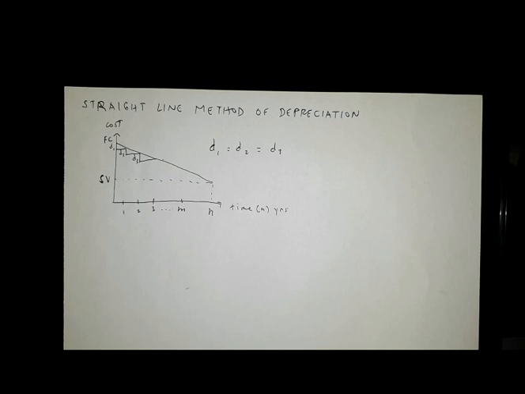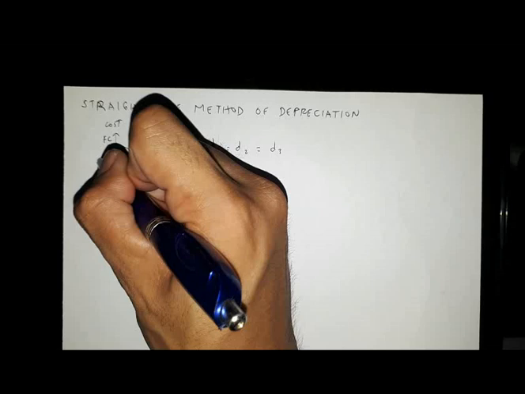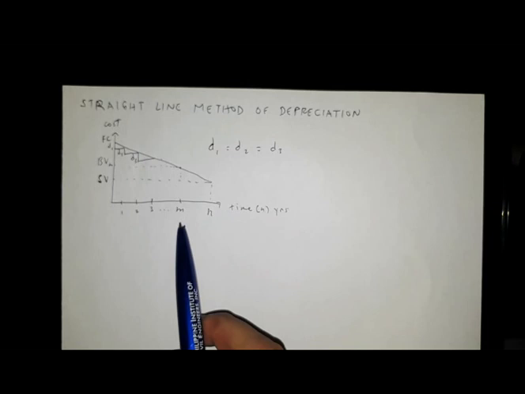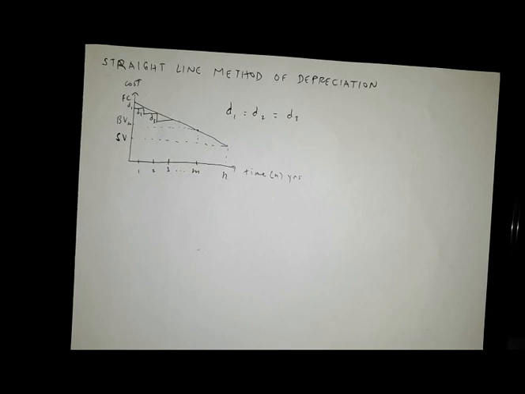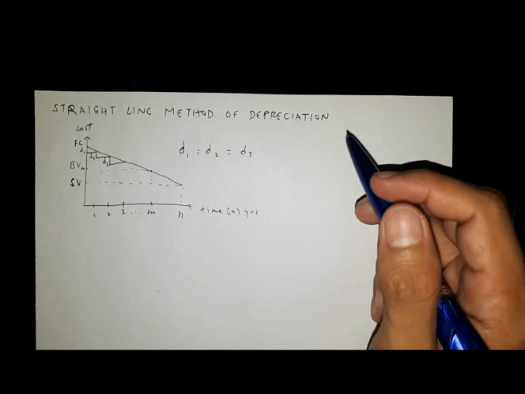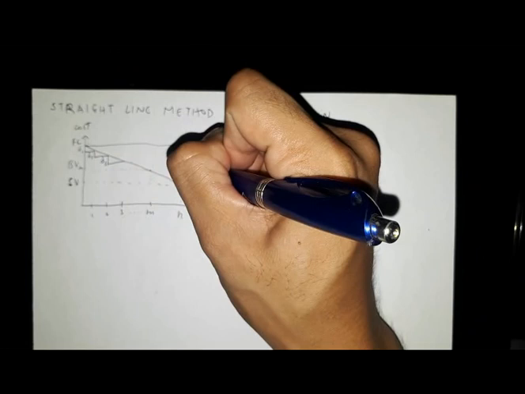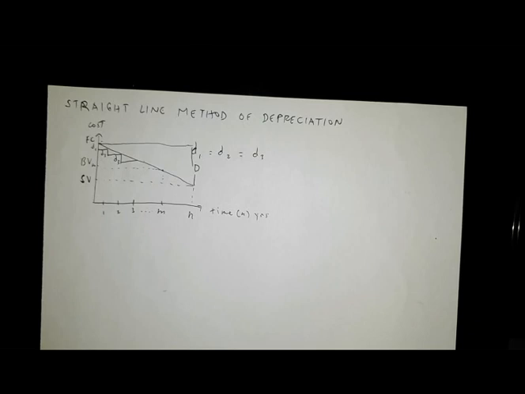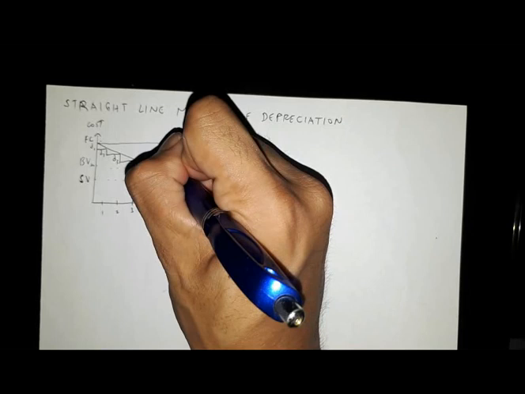So at time M, the value after M number of years is called the BVM, or the book value after M years. If we create an equation out of the graph, if we make a line here, this is your D, or the total depreciation after the useful life of the material. This is your DM.